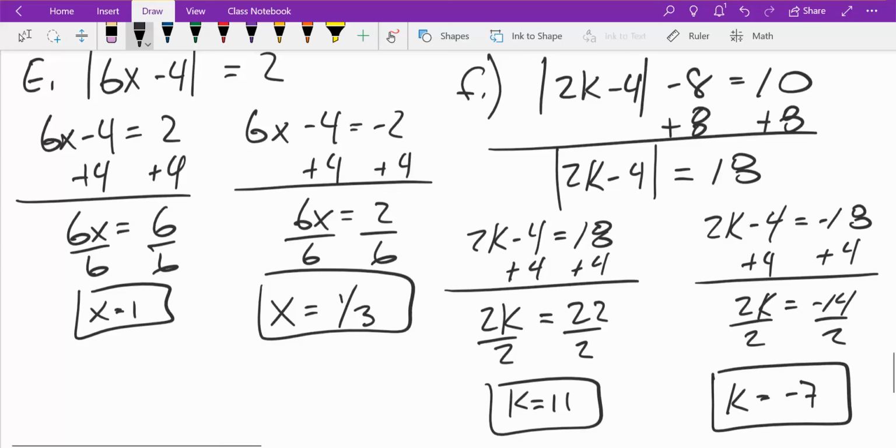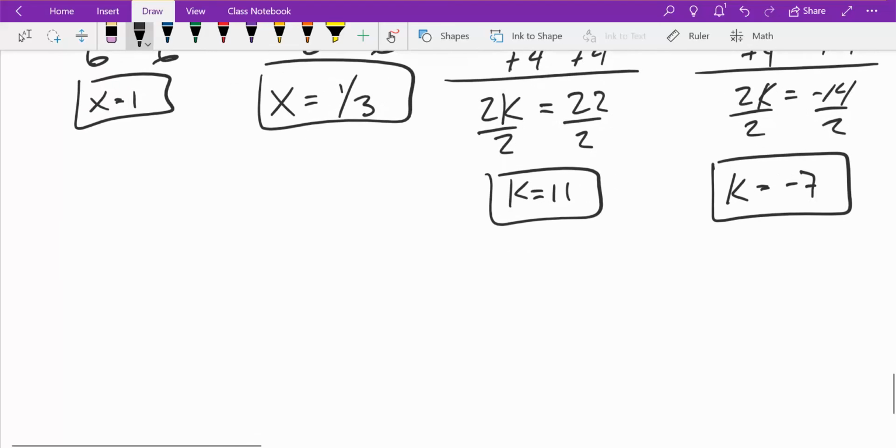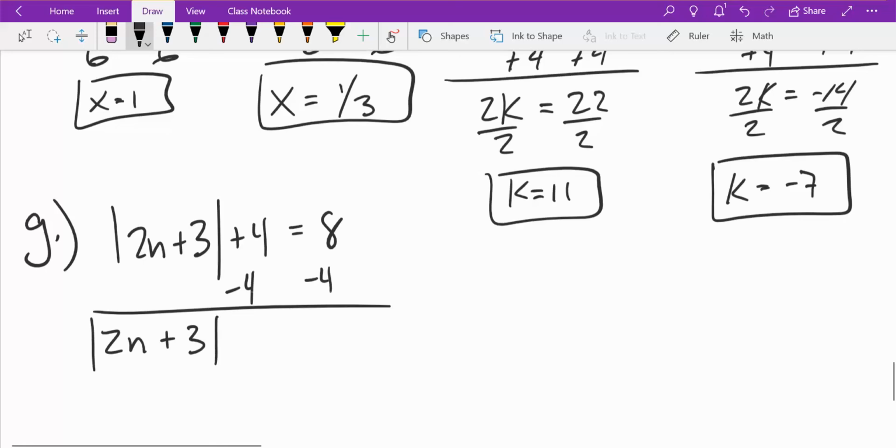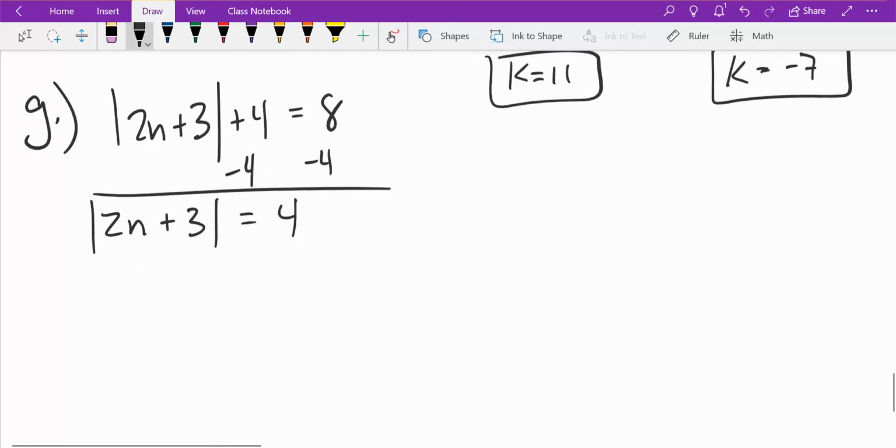G, absolute value of 2n plus 3 plus 4 equals 8. So here we gotta subtract 4 from both sides before we can do anything. Absolute value of 2n plus 3 equals 4. So that means we have two sides.